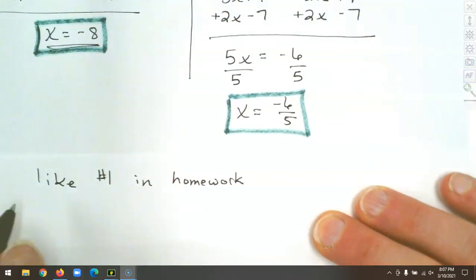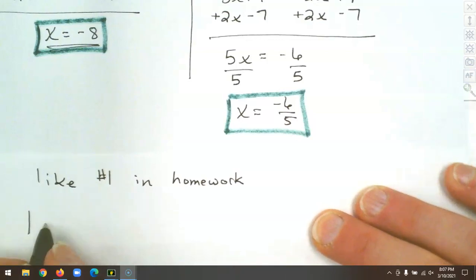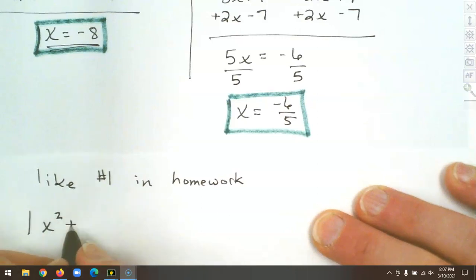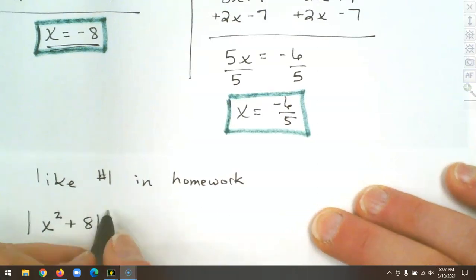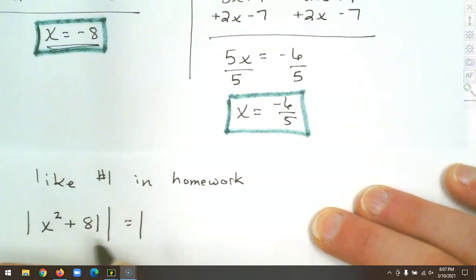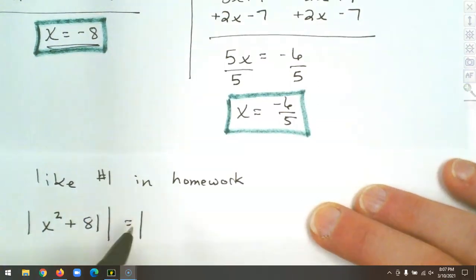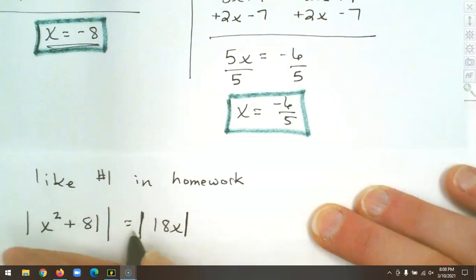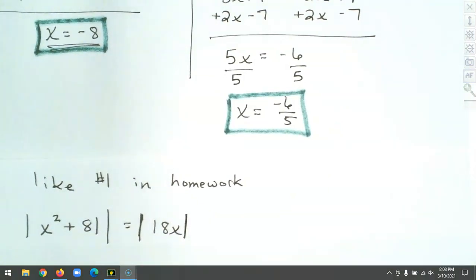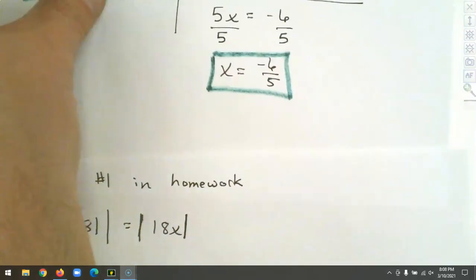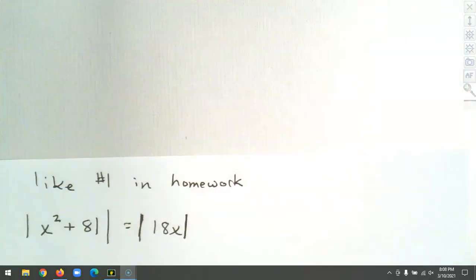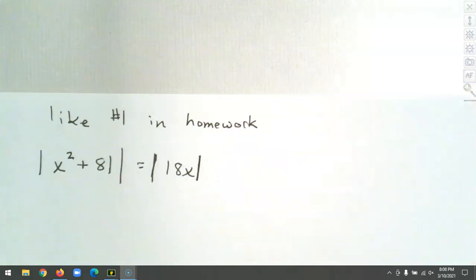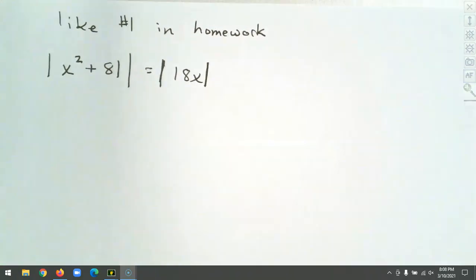So let's look at one like question number 1, about the absolute value of x squared plus 81 equals the absolute value of 18x. This is what we've got to work with. Now, we are going to have to factor twice. So what are our two equations going to look like?